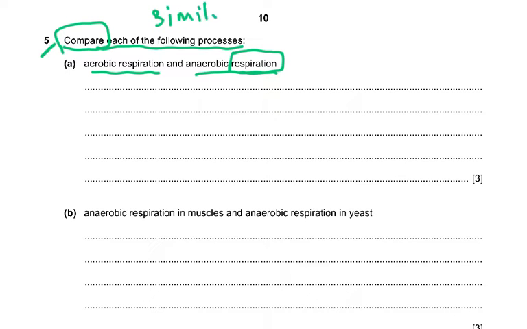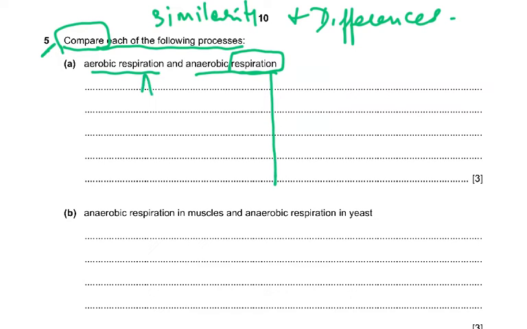So you have to give me the similarity, which is glucose is used in both, and then you have to give me differences. Differences are when one needs oxygen, the other does not need oxygen. More energy is released in aerobic respiration and less energy is released in anaerobic respiration. So you could even do a table like this, draw a line here and write aerobic and write anaerobic. I would do that if I was in your place.